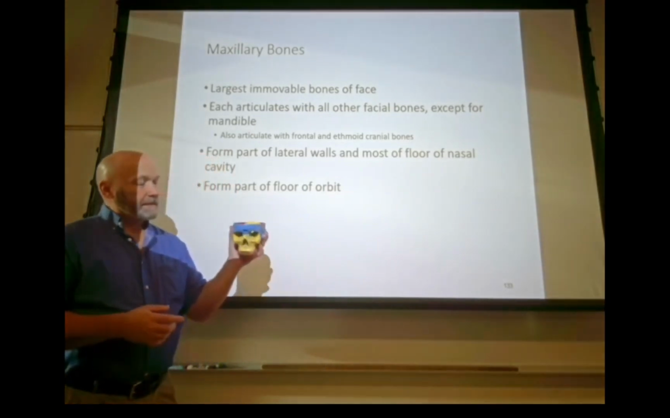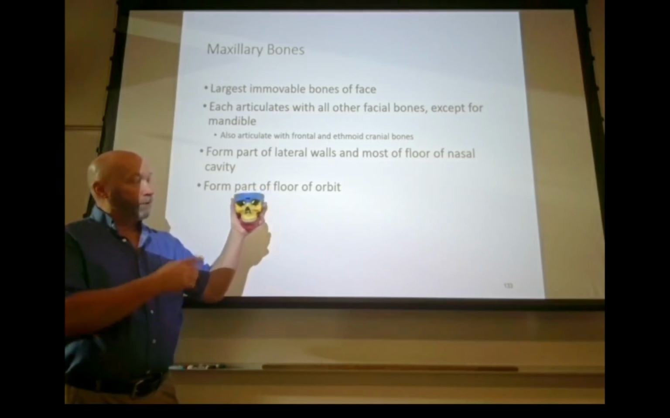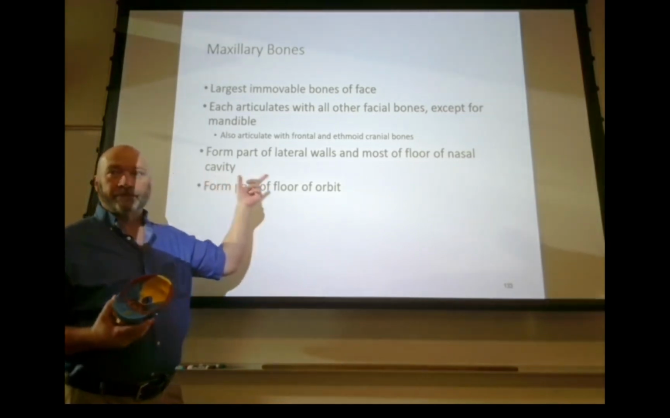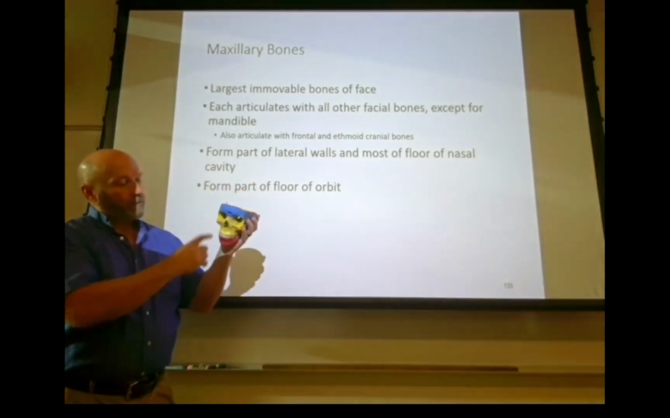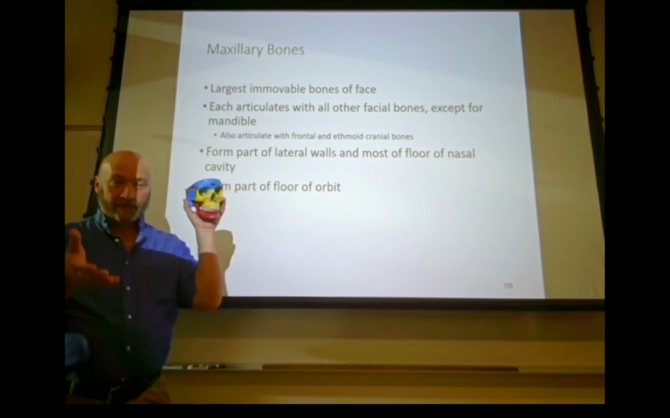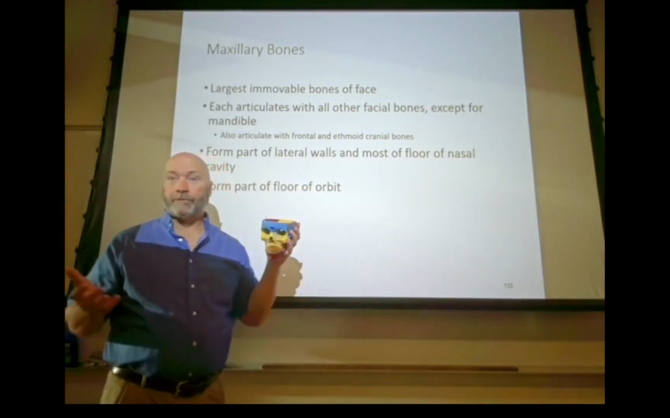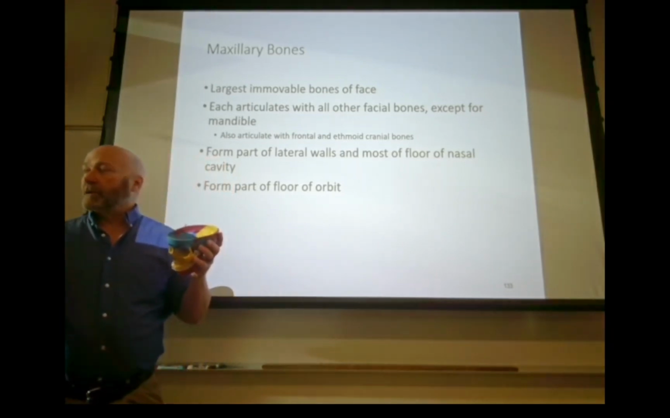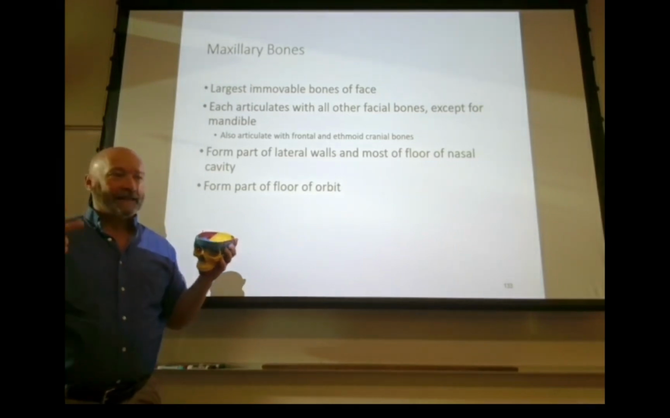And what happens is that in a lot of cases, you'll have a floor of the orbit blowout. So essentially the top of the maxillary bone blows out, and what's directly underneath that is the maxillary sinus. Exactly. So we're going to talk about those type of fractures, and it's what we refer to as a blowout fracture. We're going to talk about those particular fractures in two contexts.